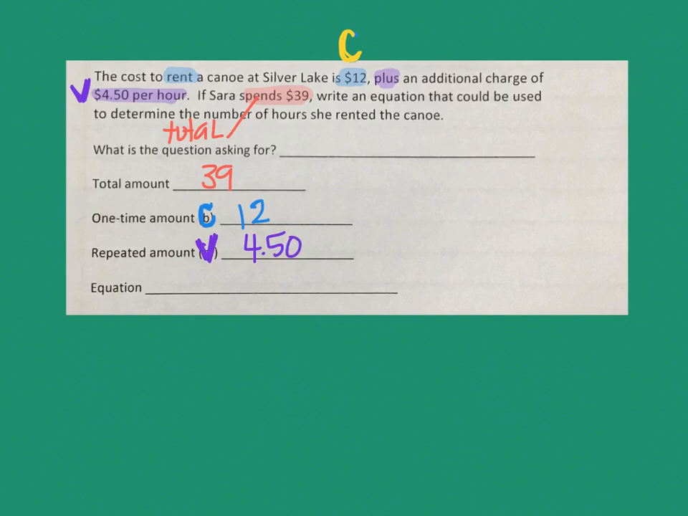Then we're going to put them all together. Remember, the repeated amount is the one that gets the variable next to it, so I can use an X. It doesn't matter the order you write these in. So I could say $12 fee plus $4.50 each hour. So that's my times. And it equals the total she spent of $39. That's basically all I do. Up at the top, it did say what it was asking for. It's asking us to write an equation.